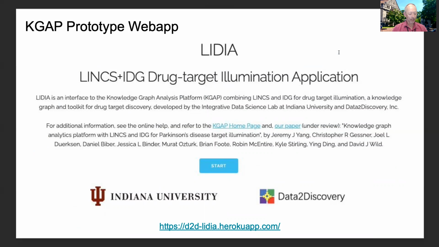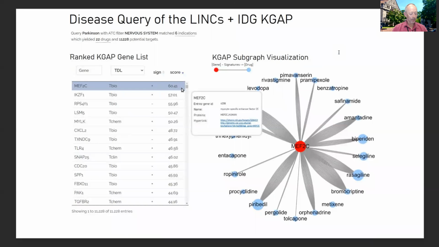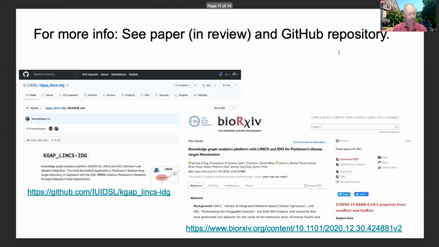A prototype web UI was developed, Lydia, LINCS IDG drug target illumination application, built with the open source BOSC framework. This is the landing page. This shows Lydia output for the Parkinson's query described in our paper. Our web application developer and recent Indiana PhD graduate, Murat Öztürk, did a great job in learning a lot in a very short time to meet our grant proposal deadline. Team member Daniel Beaver was lead for workflow and UI testing and usability.